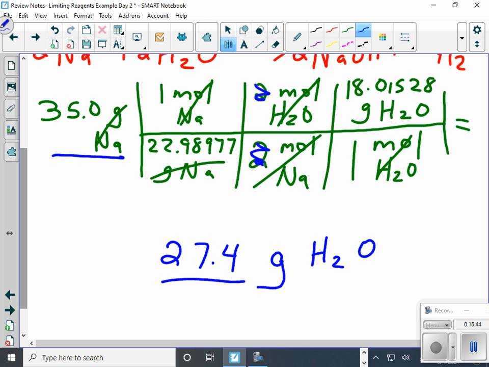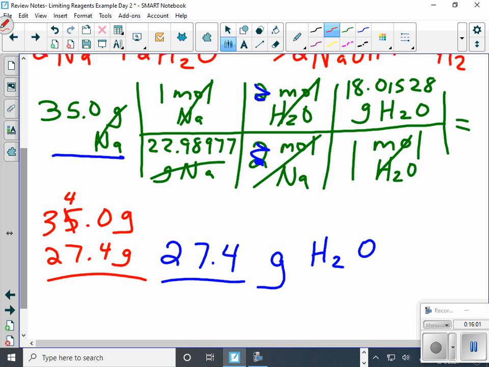So this is, let me show you something new here. If I take 35.0 grams, that's water, and I subtract 27.4 grams, this will tell me how much water I have left over, right? Well, I can do that. I got to borrow that 5 right there. So I got a 6 here. I got to borrow again. So I got 7.6 grams of water left. So that is the excess reactant. I have 7.6 grams of water left over.